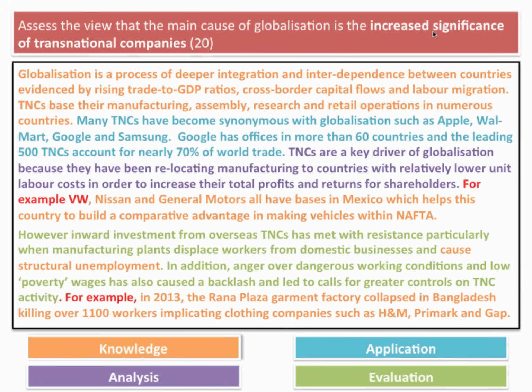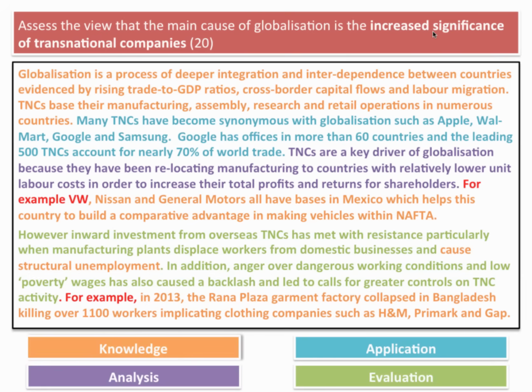So my example is that Nissan and General Motors both have bases in Mexico. And that's helping Mexico develop a significant competitive advantage in car making within NAFTA. So I'm making a point, I'm exemplifying it, and I'm putting a little bit of analysis in there. I'm focusing on unit labor costs. Then I'm evaluating. Now, when I evaluate, my text is in green.